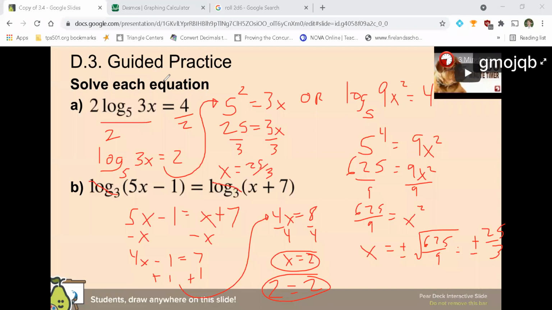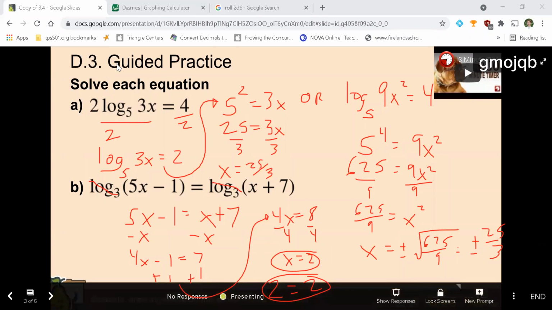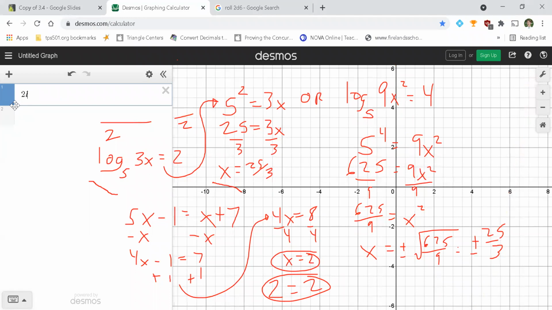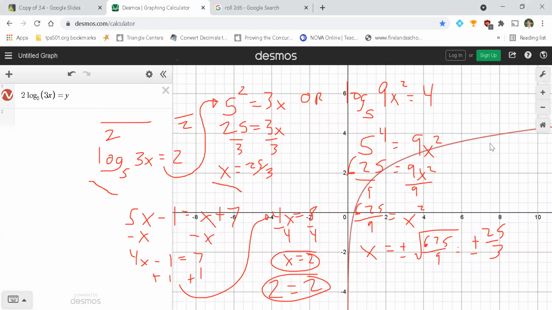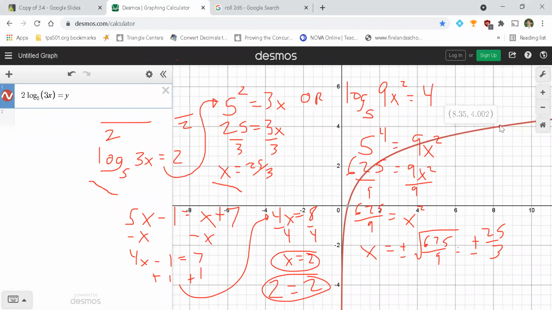You could also check it by typing it in, or by graphing. If you graph y equals 2 log base 5 of 3x, and then see what the x value is when y is 4, you get 8.33, which is 25 divided by 3.